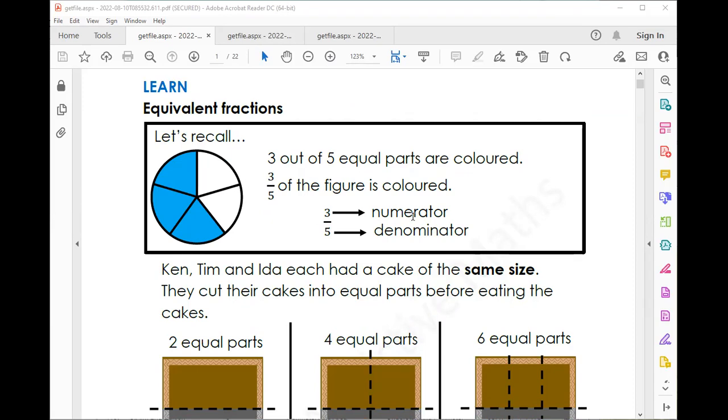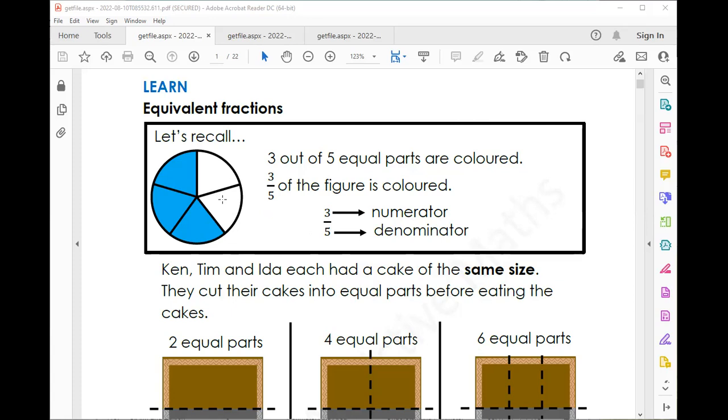Here, students need to know there's numerator and denominator. Denominator refers to the total number of parts of one whole, and numerator would usually be the selected parts, or the shaded part. So if we look at this picture here, it will be 3 out of 5 parts. 3 out of 5 equal parts are colored.